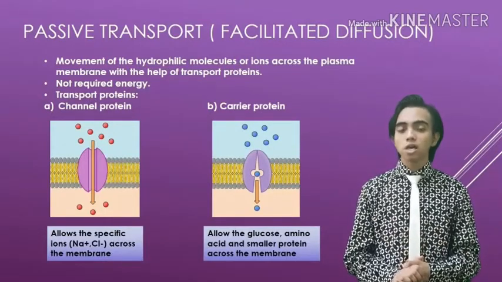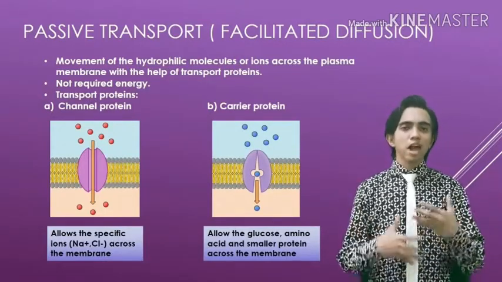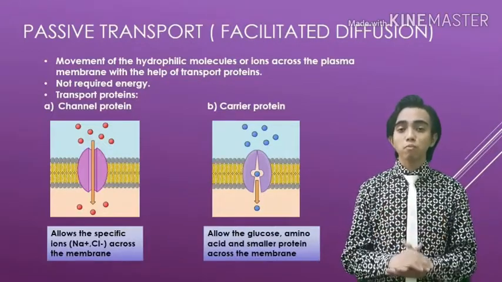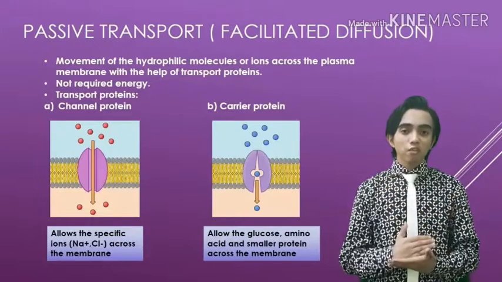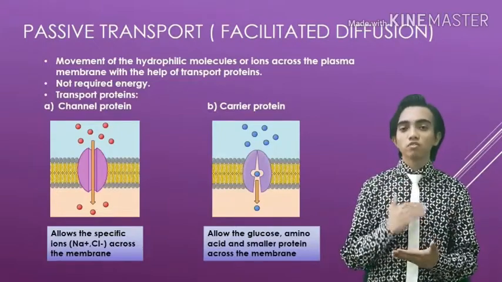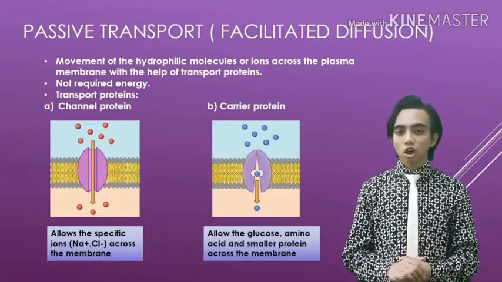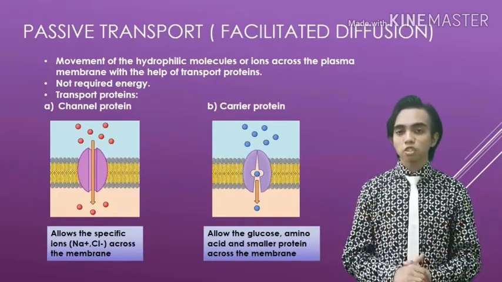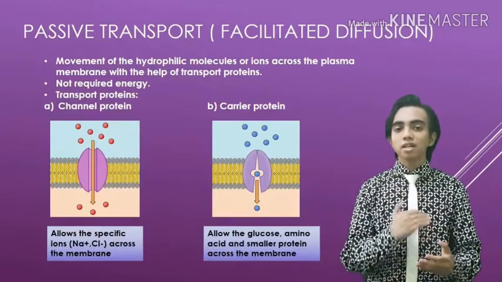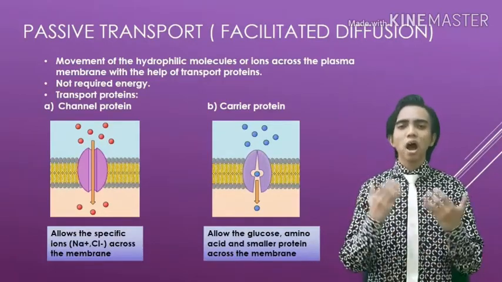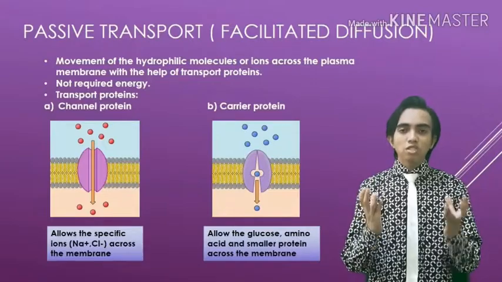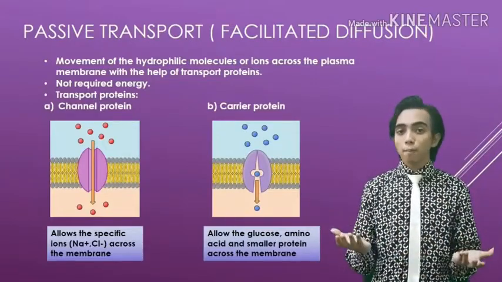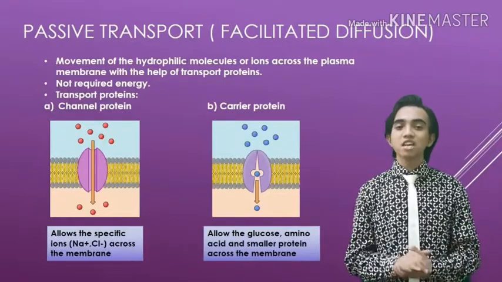because some of the larger molecules cannot cross the plasma membrane of the phospholipid bilayer. This is because some of the larger molecules cannot be dissolved in the lipid, so they cannot cross this phospholipid bilayer. So how can these molecules cross and move into the cell? It happens through facilitated diffusion.